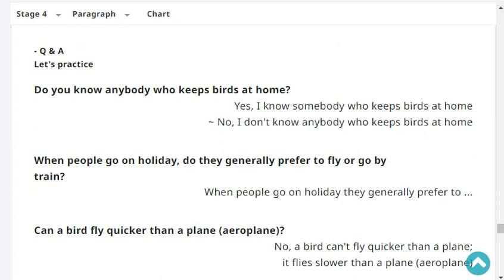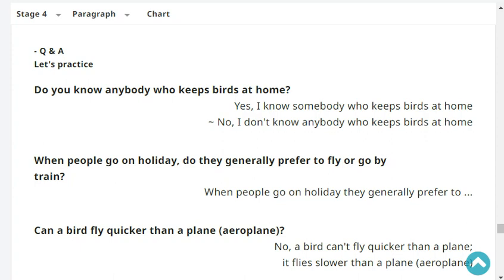When people go on holiday, do they generally prefer to fly or go by train? When people go on holiday, they generally prefer to fly than to go by train.